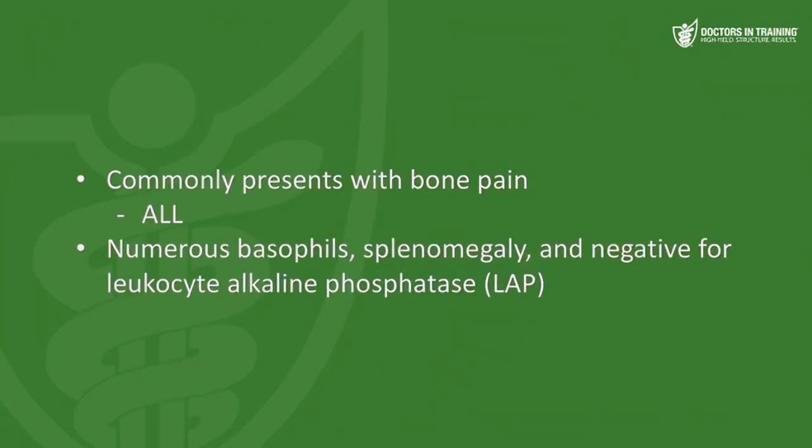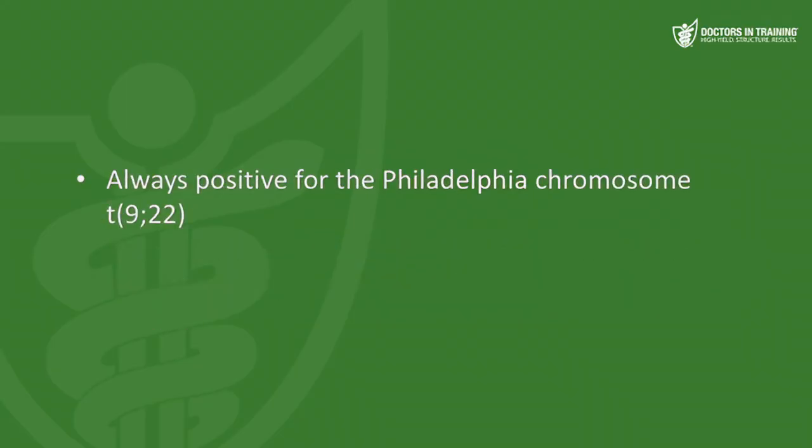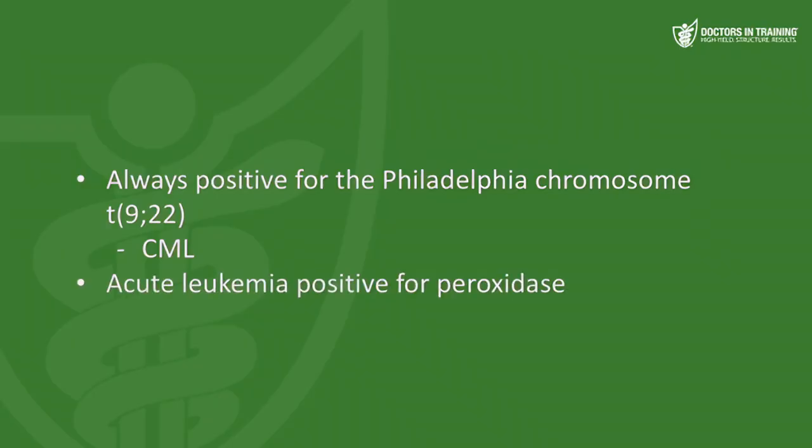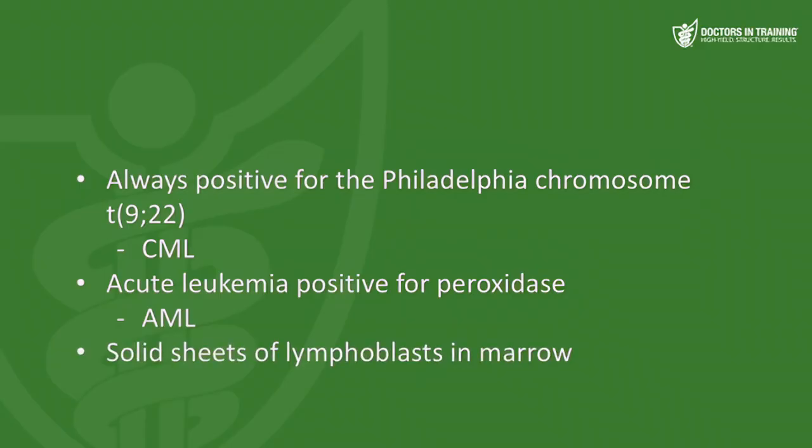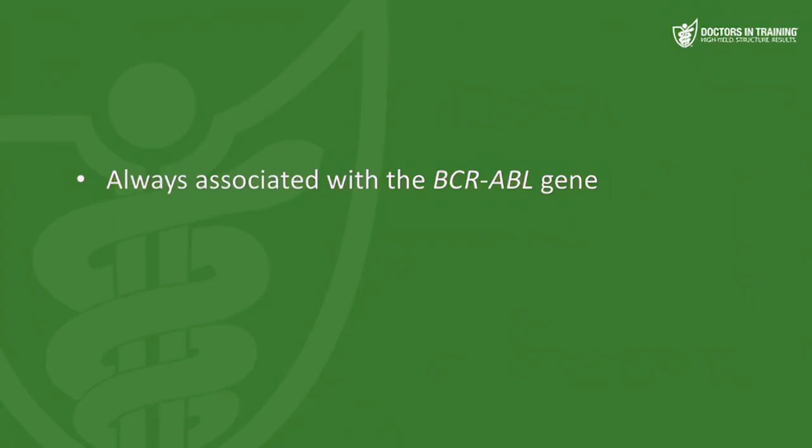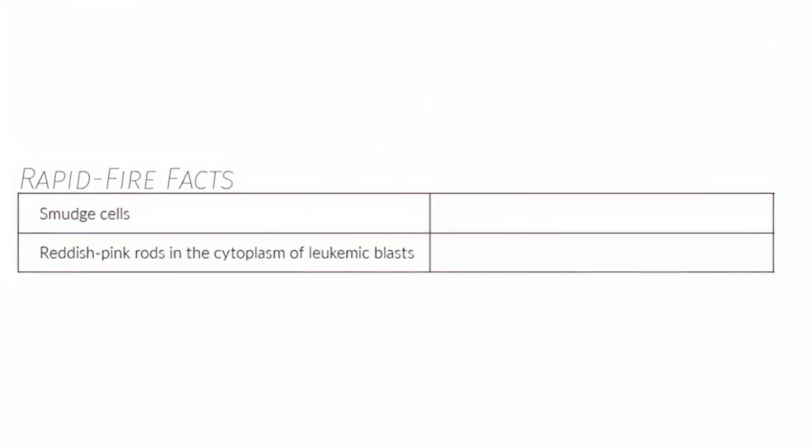Numerous basophils, splenomegaly, and negative for leukocyte alkaline phosphatase, that's CML. Always positive for the Philadelphia chromosome, that's CML, remember our Philly cream cheese. Acute leukemia positive for peroxidase is AML. Solid sheets of lymphoblasts in the marrow is ALL. And the last bullet, always associated with the BCR-ABL gene. Remember, BCR-ABL is the Philadelphia chromosome, so that's CML again. And now for the rapid-fire facts. Smudge cells are seen in CLL, and reddish-pink rods in the cytoplasm of leukemic blasts are the Auer rods, which we said were a feature of AML. I'll see you next time.